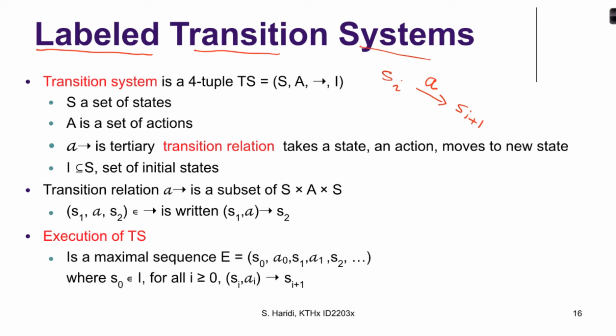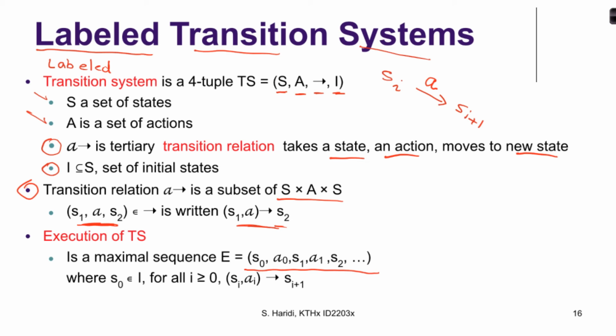So a labeled transition system is a 4-tuple: a set of states, a set of actions, the transition relation, and the set of initial states. We know what S is. A is a set of actions, and the transition relation takes a state, an action, and moves to a next state. We know what I is. So again, the transition relation will be a subset of S times A times S, and here is how you can write it. Sometimes it is written like this: you are at state S1, you perform an action A, and you move to S2. The rest is as before. The most important aspect of a labeled transition system is that an execution now interleaves states and actions. So we have a state followed by an action, a state followed by an action, and then a state, and so on.